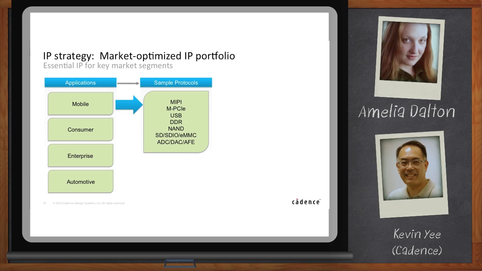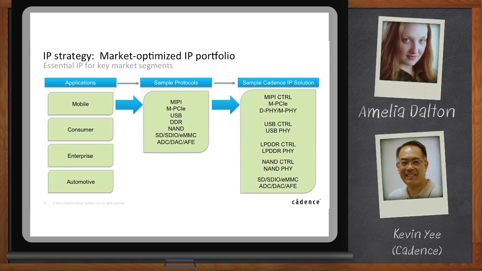So if you look at an example for mobile, the protocols that you would be using are DDR, USB, PCIe, possibly MIPI, NAND, and so forth. And then what we've done is we looked at, in that market, these are the protocols that you use. This is the IP that we can offer. We can offer you an LPDDR controller and an LPDDR5 PHY. We can offer you an MPCIe controller and an M-PHY. We can offer you the NAND flash controller and the PHY. So we're really looking at the whole system for you and how we can make it more productive for you.